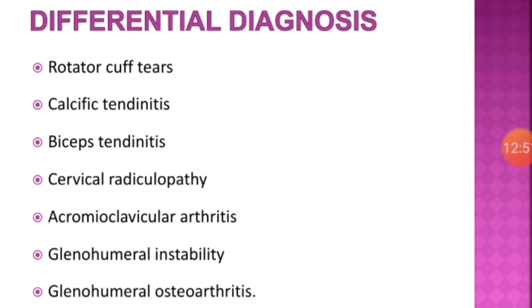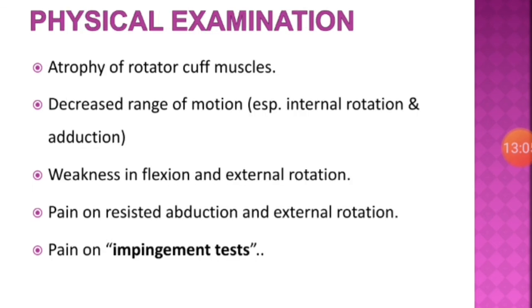The differential diagnosis comprises rotator cuff tears, calcific tendinitis, biceps tendinitis, cervical radiculopathy, acromioclavicular joint arthritis, glenohumeral joint instability and glenohumeral osteoarthritis. On physical examination, there is atrophy of rotator cuff muscles, decreased range of motion, especially internal rotation and adduction, weakness in flexion and external rotation, pain on resisted abduction and external rotation, and pain on impingement tests.